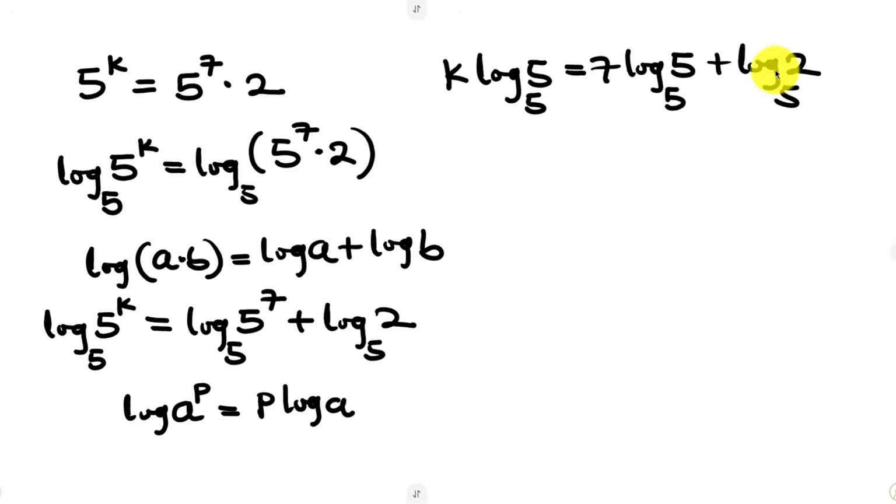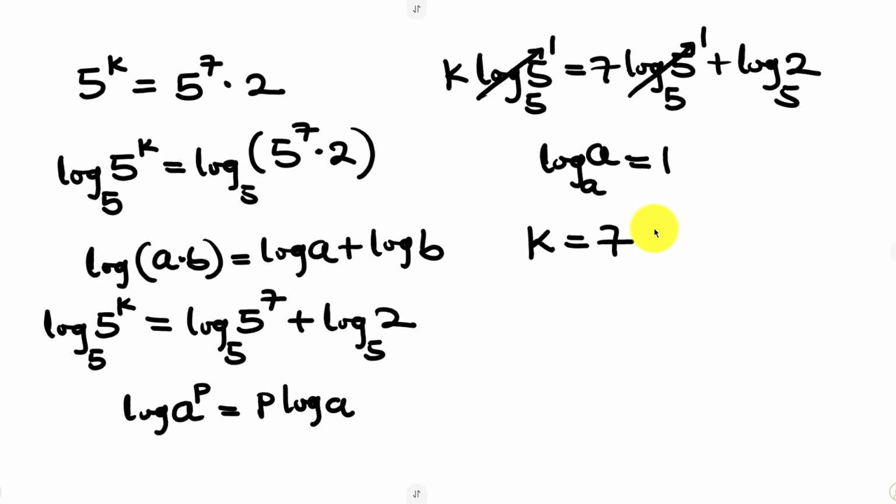Very good. Now lastly, the property of logarithm says that when I have the log base a of a, so long as what I have here and what I have here are the same, this is equal to 1. And this is what is happening here. So the number here and the number here are the same. The same thing here. That means this expression is 1. And this is also 1. So k times 1 is k. This is equal to 7 times 1 is 7. And then plus log base 5 of 2. And this is our final answer.